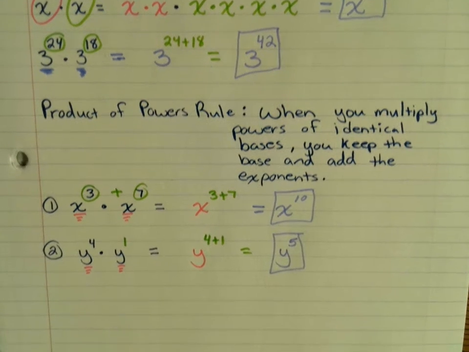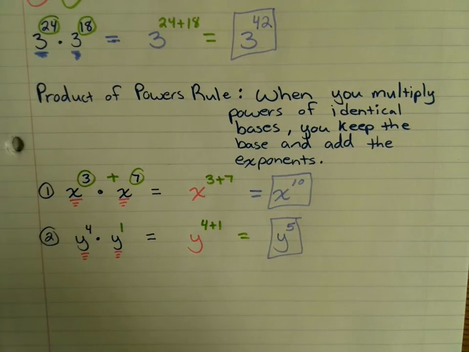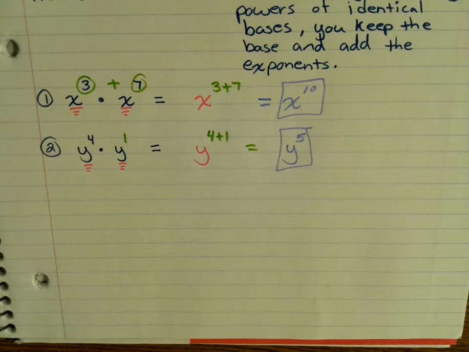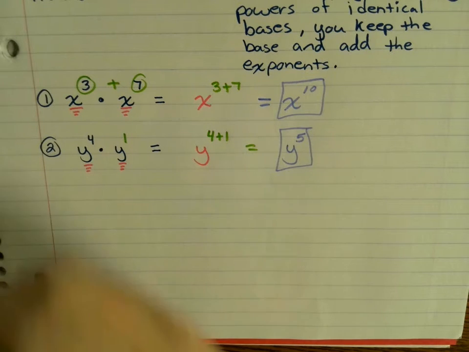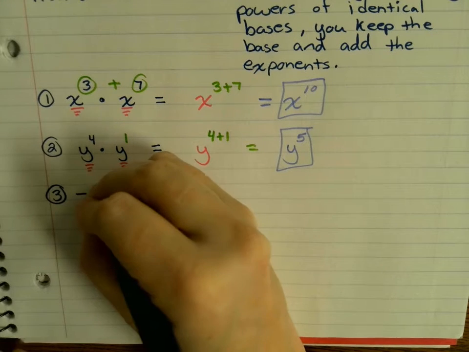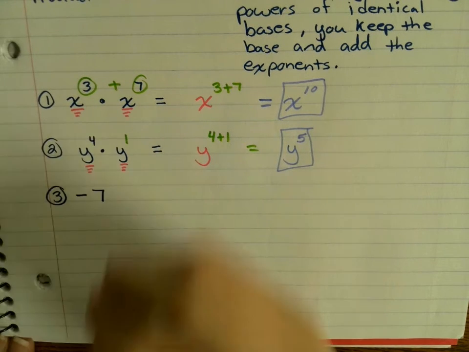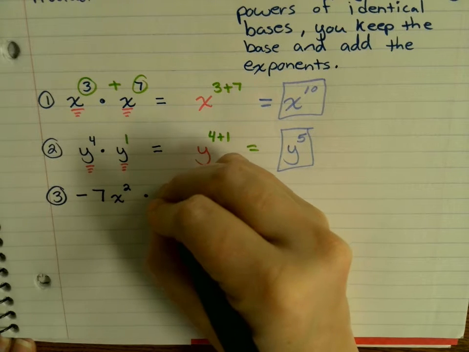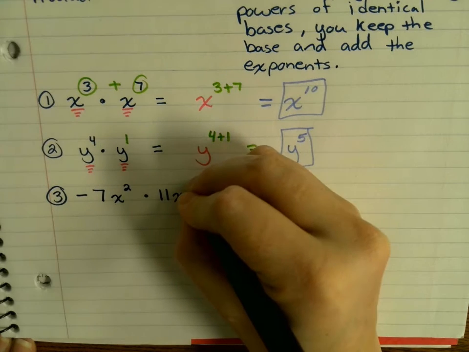Now, sometimes you're going to come across a situation in which you have multiple bases and multiple exponents. You would still follow the same rule. So if I give you a problem like -7 x squared times 11 x to the 5th.